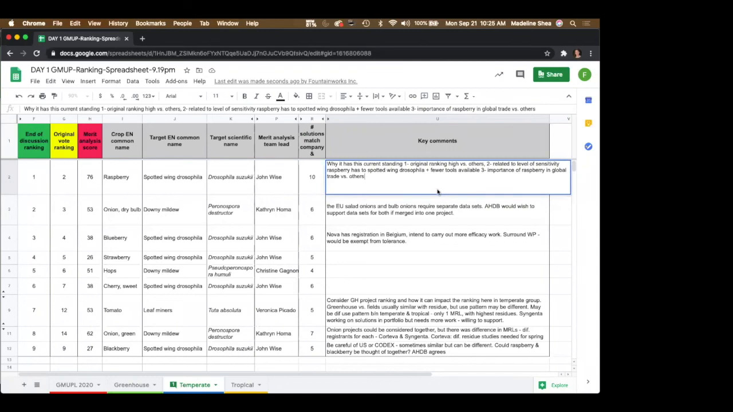In that case, is this simply a matter of generating the residues for the other berry crops, or is there some efficacy work that still needs to be done with the raspberries to figure out their effects on SWD?